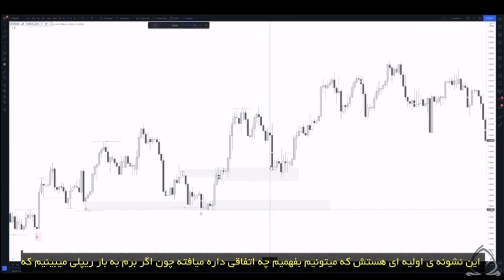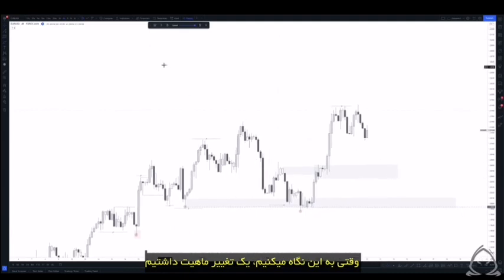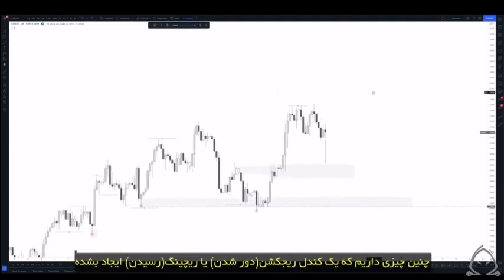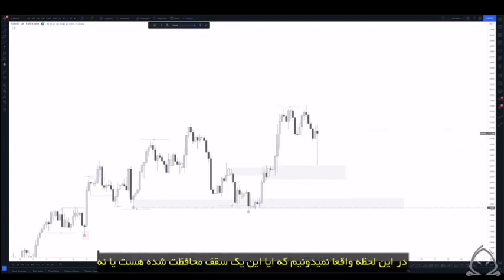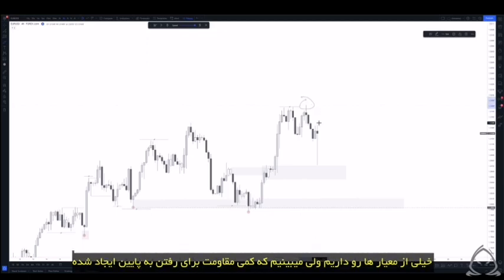Initially, if I just go to bar replay mode here, when we look at this, we get a change of character. We look at something like that where we get some sort of rejecting or reaching candle, more so probably reaching because we haven't actually tapped into the demand level. At this point, we don't really know one way or another if this is a protected high. We have a lot of the criteria, but we're starting to get a little bit of resistance to moving to the downside.